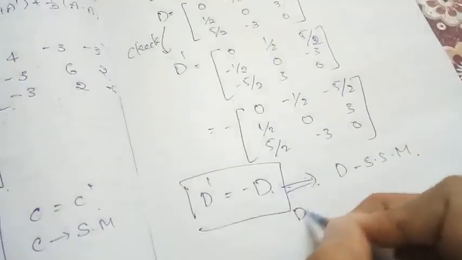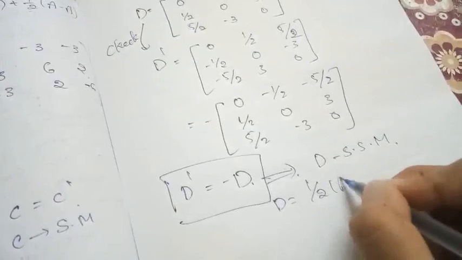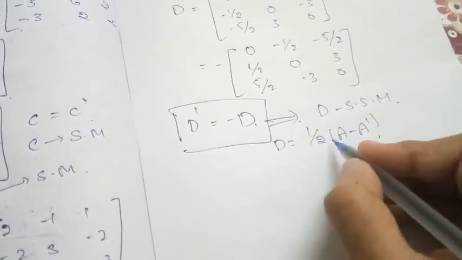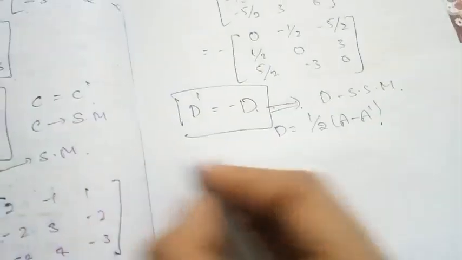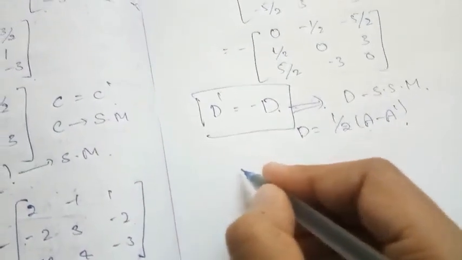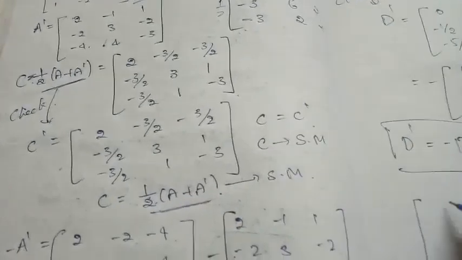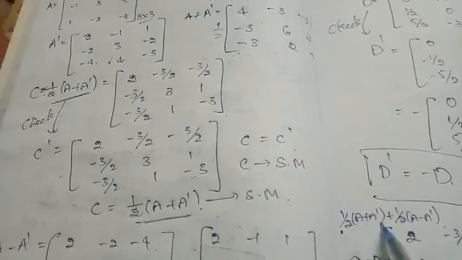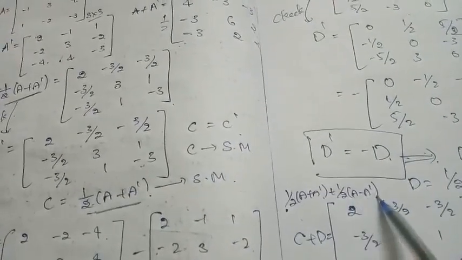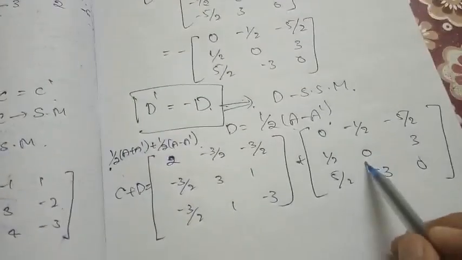What is D? D is nothing but half of A minus A transpose. So now you have got that half of A plus A transpose is a symmetric matrix and half of A minus A transpose is a skew symmetric matrix. Now I will write: half of A plus A transpose is nothing but our matrix C, plus half of A minus A transpose, which is nothing but our matrix T.